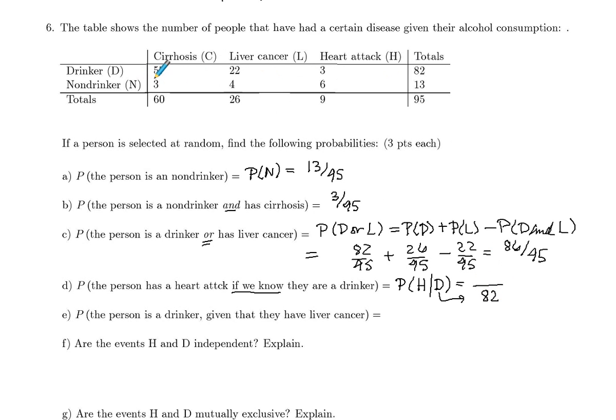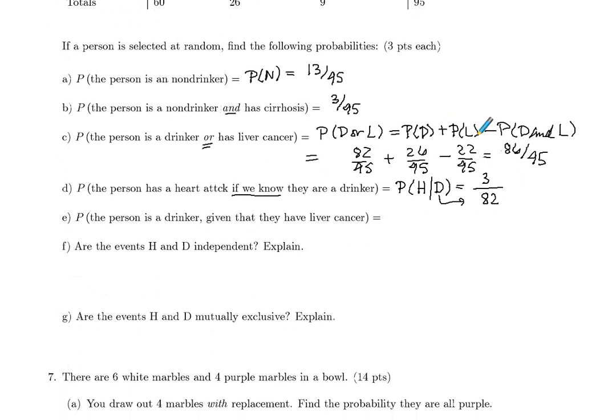And then out of the people in this first row, we're only considering that first row, we want to know how many of those people, because it's given they're a drinker, how many of those people had a heart attack, which is 3. So you restrict yourself to the first row. So 3 out of 82. No work to show. And you don't have to write these formulas. If it helps you remember what you're doing, that's fine. But you don't have to write this out. As long as I see these numbers here and I see numerator and denominator, that's fine.